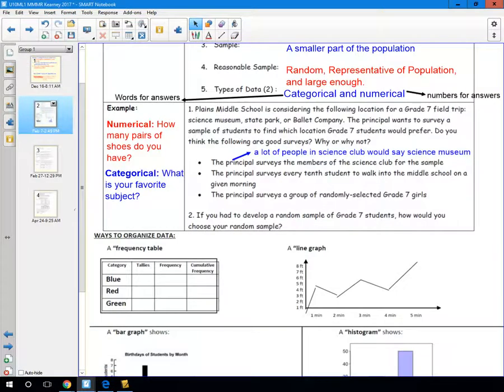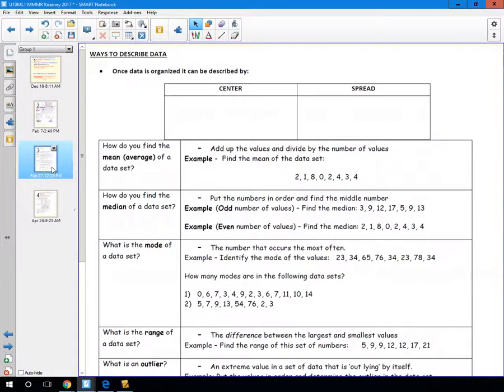Okay, so now if you will look over on the right-hand side, we're going to kind of jump ahead to right here where it's ways to describe data. Okay, there are several ways you can describe data. One way is talking about the centers, measures of center. Mean and median are both ways to describe the center of data. Okay, and when we talk about how spread out the data is, we would want to use the range or the IQR, which is the interquartile range, which we will talk about tomorrow.